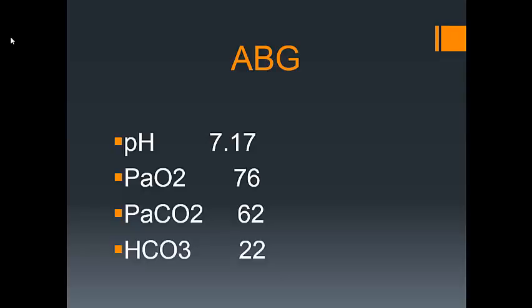The bicarbonate is what needs to compensate to make our pH normal now. However, it is not abnormal. It is still a normal value. So this is an uncompensated respiratory acidosis.